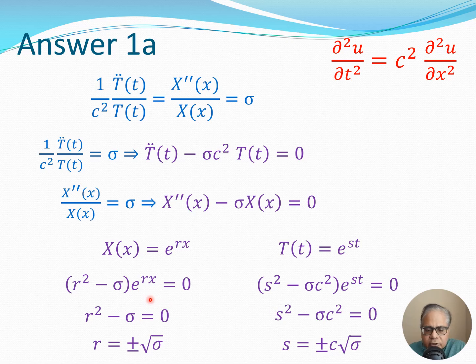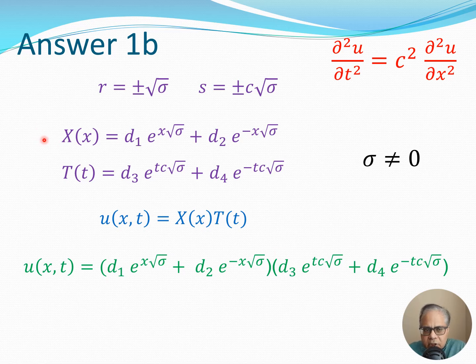Now of course the exponential term is not going to be equal to 0, so r square minus sigma should be 0 and s square minus sigma c square should be 0. That immediately gives me r is plus minus root sigma and s is plus minus c root sigma. So these are the two solutions of these two characteristic equations. Now from these two solutions I can of course write the general solution of X and T.